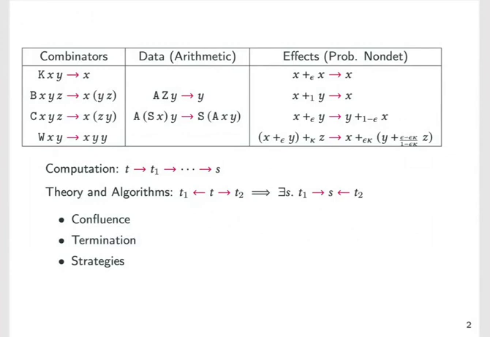And the way we do so is remarkably simple, because we just take equality and make that directed. So we look at equality from left to right. And using this simple idea, we can formally define what a computation is. It's just a sequence of rewriting or reduction steps, and then develop a theory and algorithms upon these definitions, so that you can prove results such as confluence, termination, and so on and so forth.